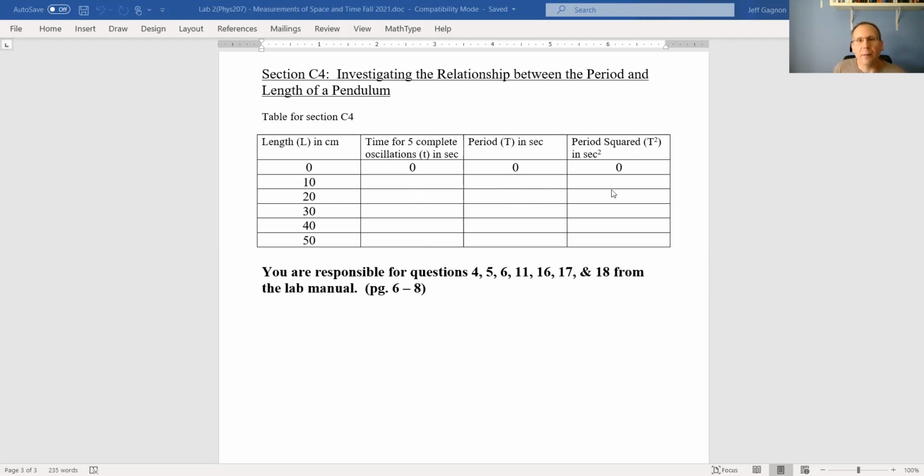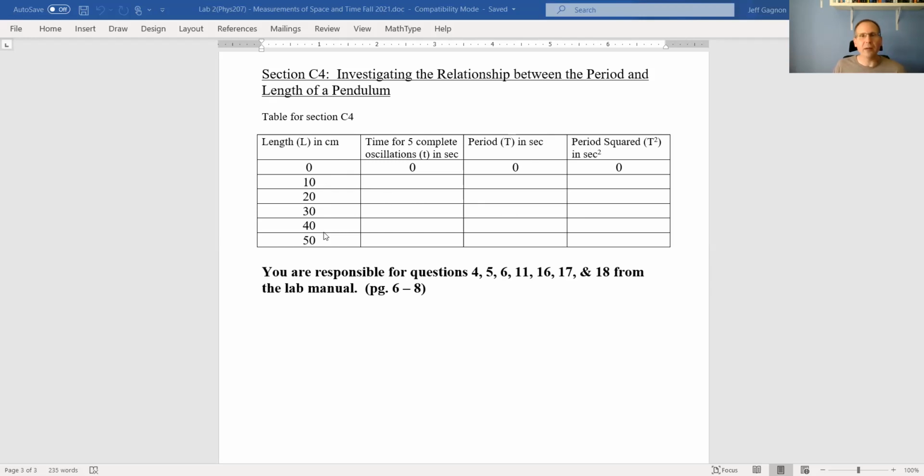So now for this part, there's 3 questions you have to answer, 16, 17, and 18. 16 is a plot. Actually, 16 and 17 are plots, they're graphs. So 16, I want you to graph period versus length. So that means period is on the y-axis and length is on the x. Be careful with that. So period is on the y-axis, length is on the x-axis.